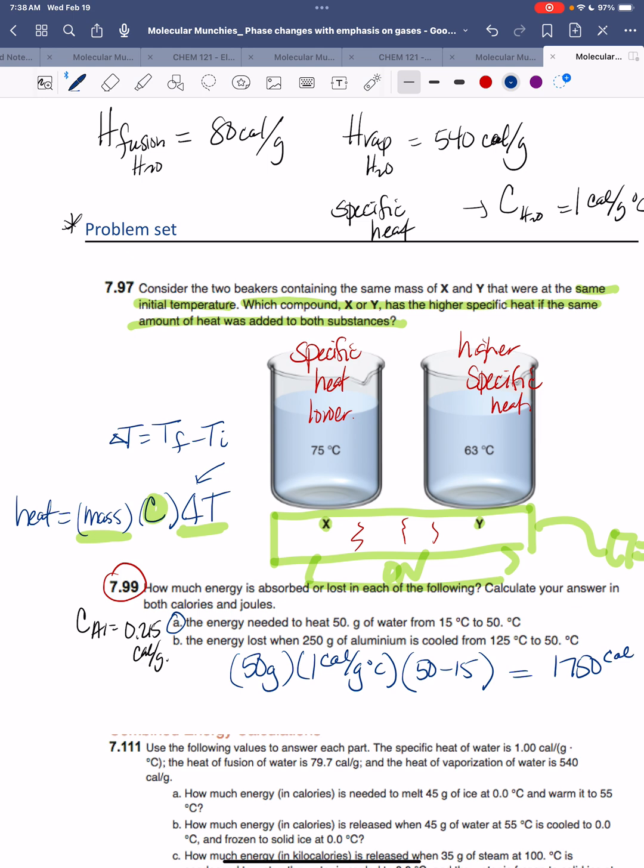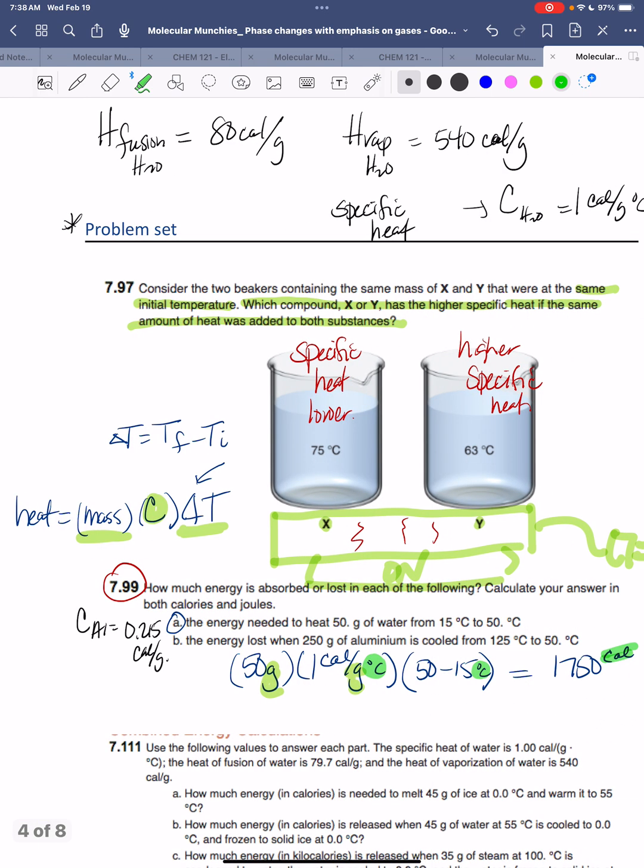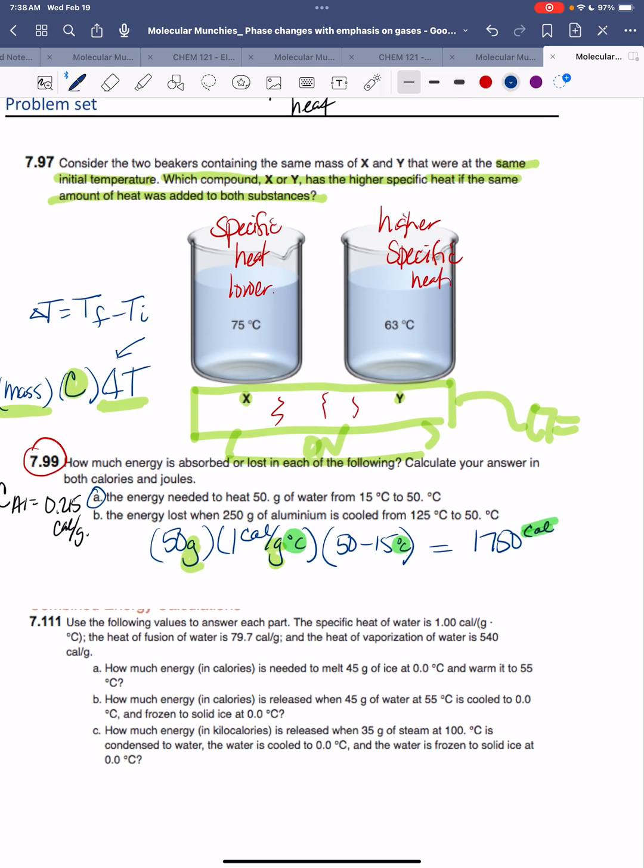we get 1,750 calories. And I want you to notice that all the units cancel. Grams cancel with grams, and Celsius cancels with Celsius, and we're left with calories. So when we look at our diagram again, this phase change right here, this is that energy that we were adding from our hot plate. So it took us 1,750 calories. And if we put that into food calories, kind of interesting, remember, this would be 1.75 food calories. So we can think of it that way.